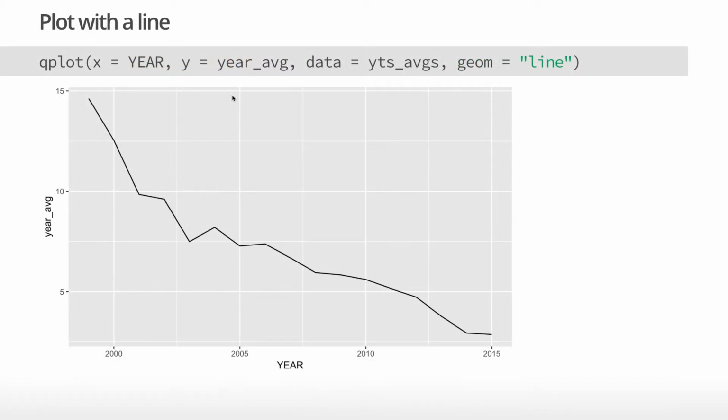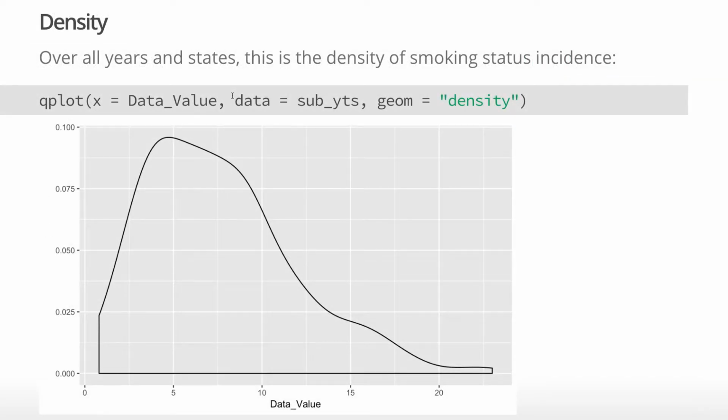So here we put X to be year and then Y to be the year average for the youth tobacco survey averages, and we say geom equals line. Like I said, if you put X and Y in there, it gives you a scatter plot by default. Let's say you want a line plot, you gotta tell it, I want the geometry to be a line. Okay? So we haven't done any fun things with coloring and all that kind of stuff.